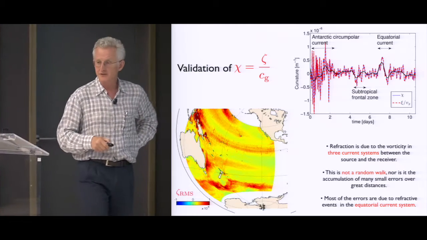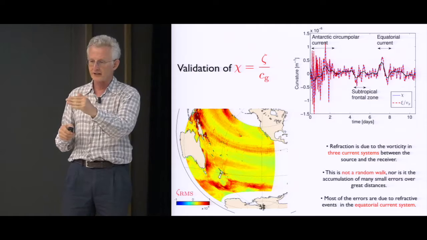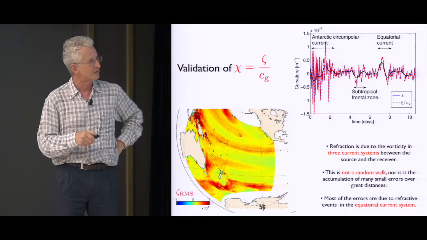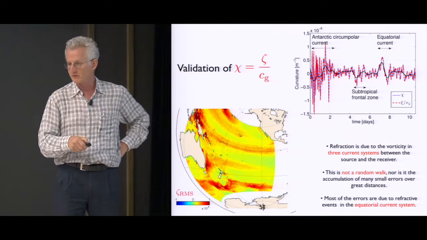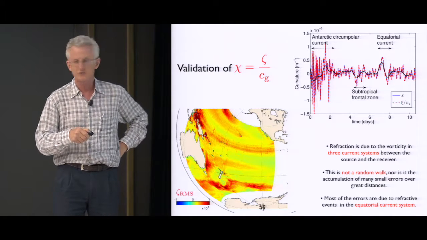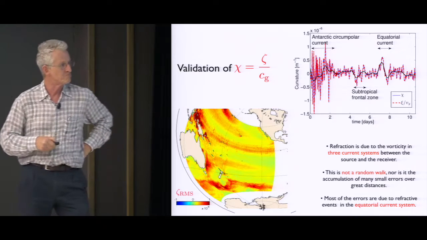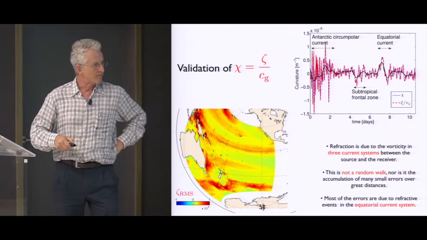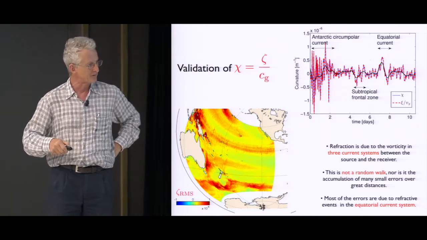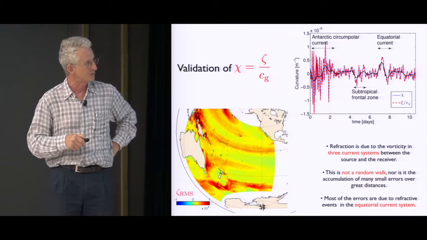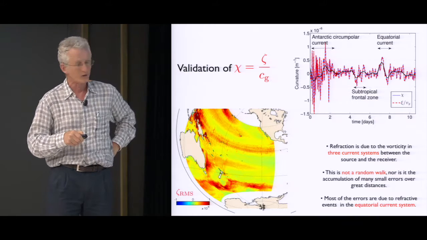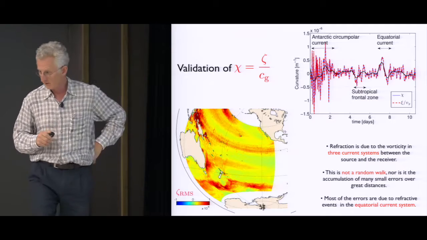So it's incorrect to think of this as a random walk where there's a lot of small deflections. What's happening is there's 2 or 3 big deflections, which produce the errors at the receiver. It's not the accumulation of many small errors. It's a very small number of large errors, large deflections, which are making this happen. And in fact, most of the final deflections are due to what happens after the rays cross the equatorial current system. After crossing the equatorial current system, the rays which arrive at the receiver travel more or less on great circles. Okay?